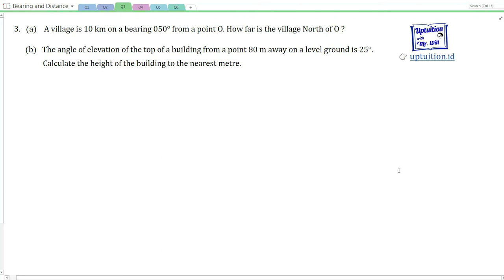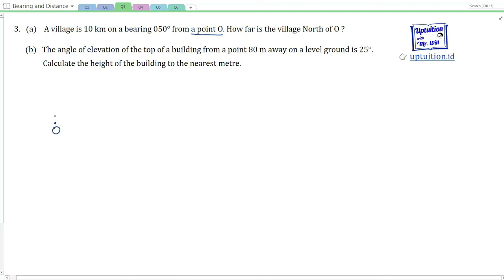So let's get started. Number 3: a village is 10 km on a bearing of 50 degrees from a point O. How far is the village north of O? Okay, so let's start by drawing the initial position. It's starting from point O, so let's draw point O, and then we have this 3-digit bearing convention.